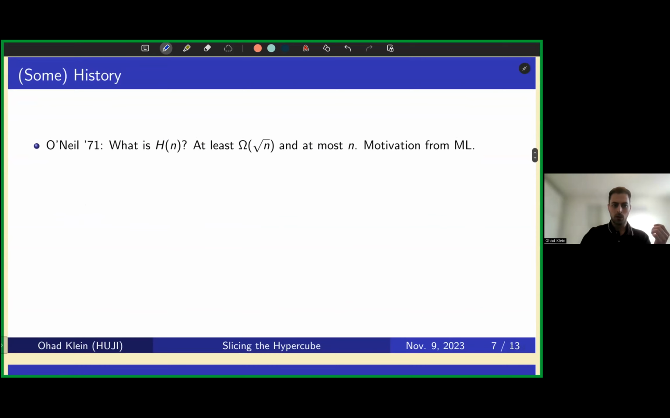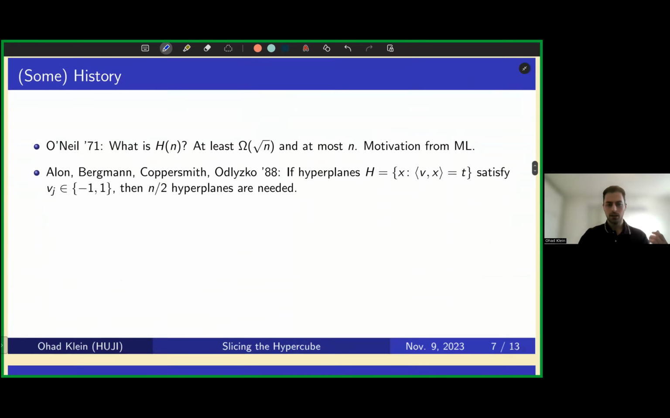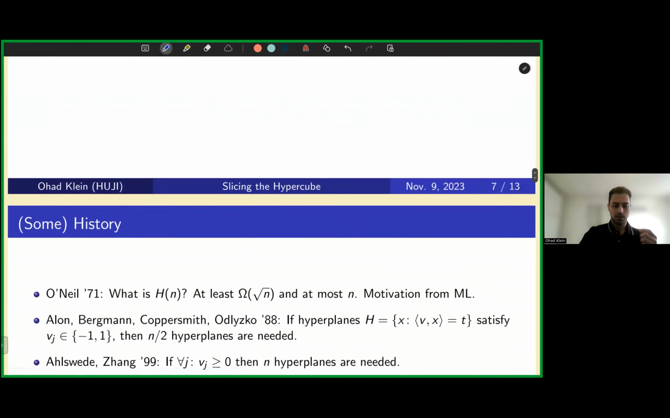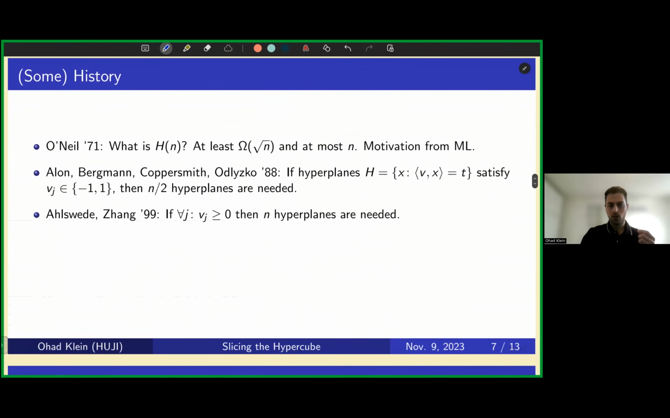The history of our problem dates back to the 70s, where O'Neill was interested in h of n. He showed that it is at least square root of n and at most n. Later, Alon and co-authors showed that if the equations defining the hyperplanes have coefficients which are only plus or minus 1, then at least n over 2 hyperplanes are needed, which is tight. And moreover, if the coefficients are known to be positive, then again, at least n hyperplanes are needed, and this is tight again.